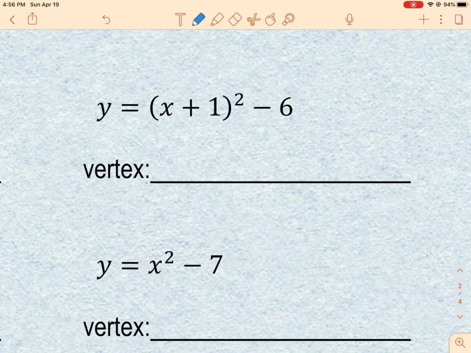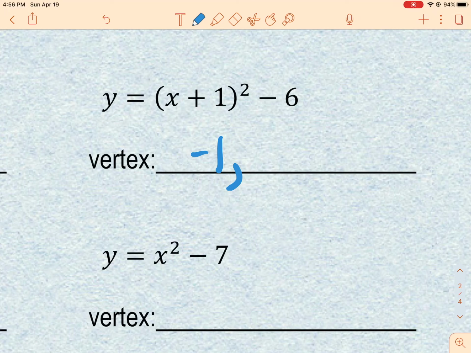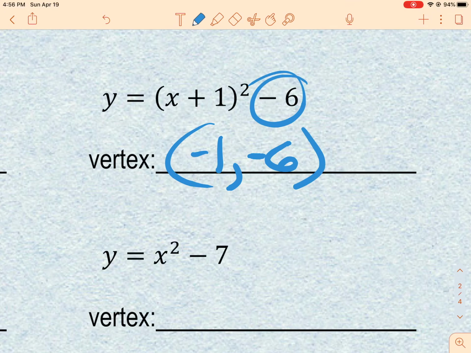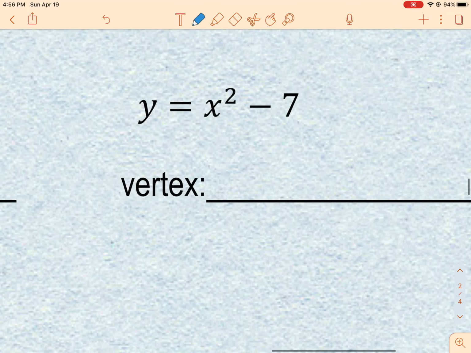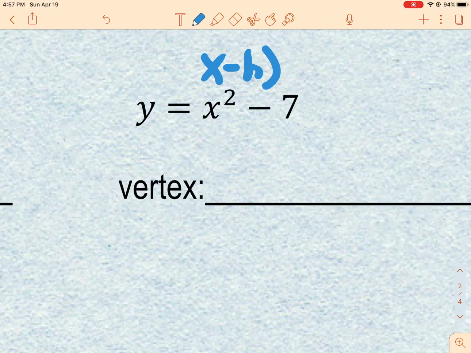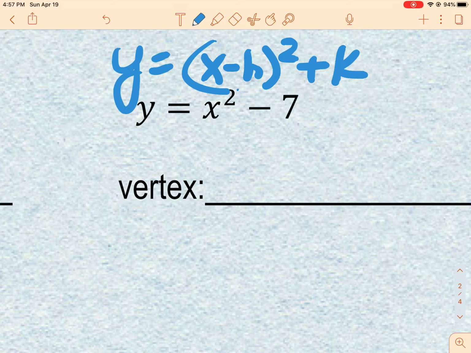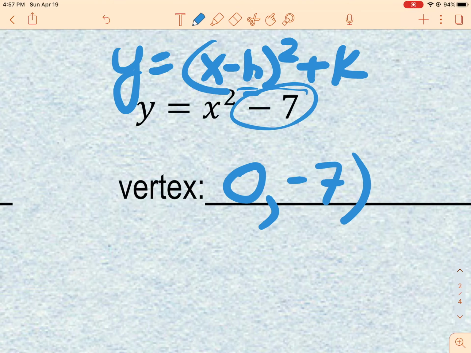Sliding over here. X plus 1, opposite in parentheses, would be a negative 1. And then we have this number on the outside, negative 6. This one has no number in parentheses. If we're looking at x minus h squared plus k, there is no h. That's a 0. And then I have my k value of negative 7.